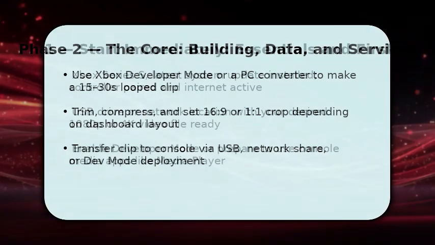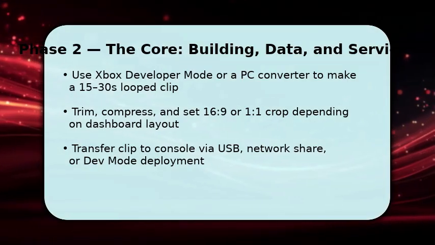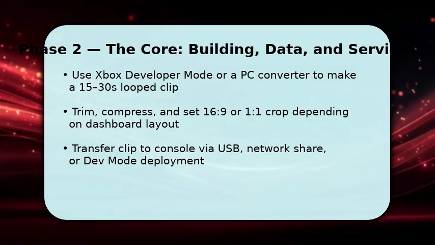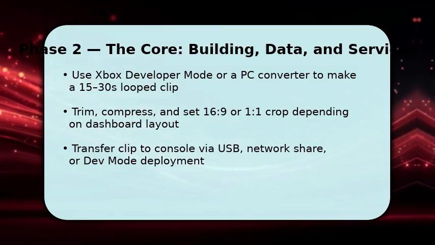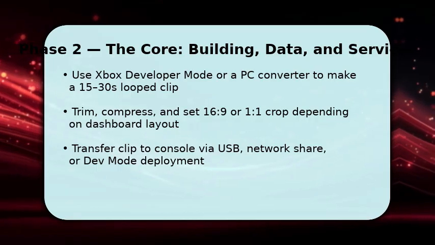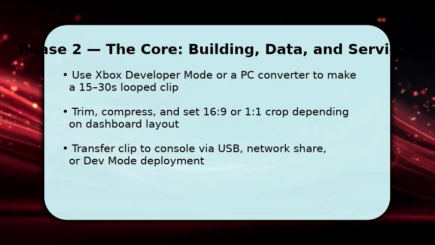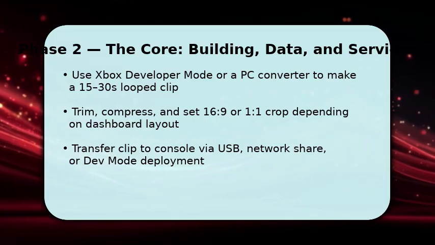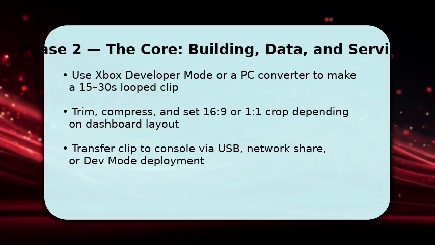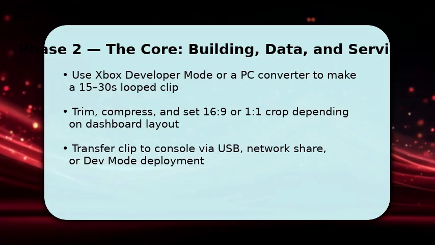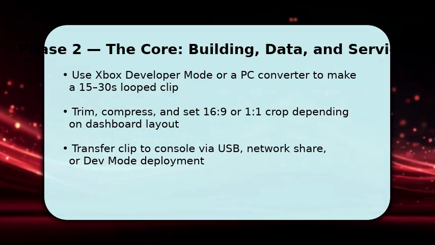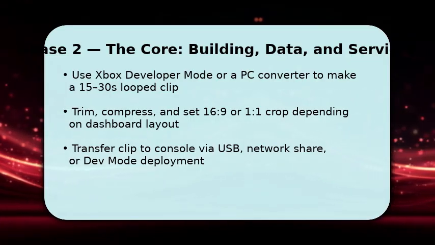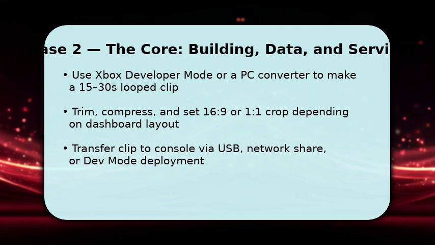Now convert and prep the clip. You need a short loop, typically 15 to 30 seconds, so it runs smoothly without stutter. Use developer mode tools or a PC encoder to trim, compress, and set resolution and aspect ratio for the dashboard. 16:9 is common. After export, transfer the file to the Xbox using USB, a network share, or deploy through dev mode. Make sure the file name is simple. Then verify playback in Media Player before attempting to set it as wallpaper.